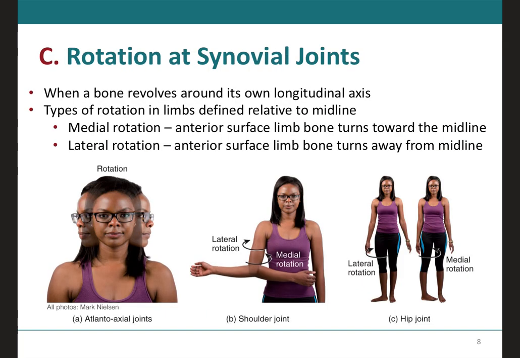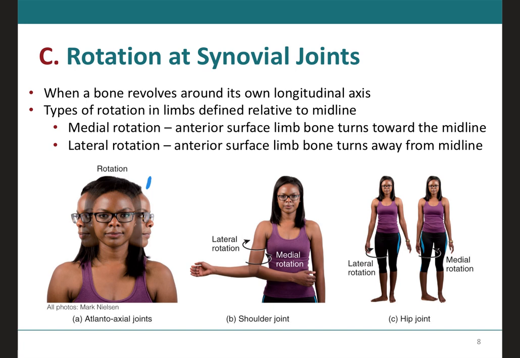In rotation, you're going to have a bone revolving around its own longitudinal axis. One example will be turning your head from side to side at the atlantoaxial joint, which is the joint between the atlas and the axis, or C1 and C2, as when you shake your head no. Another is turning your trunk from side to side at these intervertebral joints while you're keeping the hips and the lower limbs in an anatomical position. With regards to the limbs, the rotation is going to be defined relative to the midline.